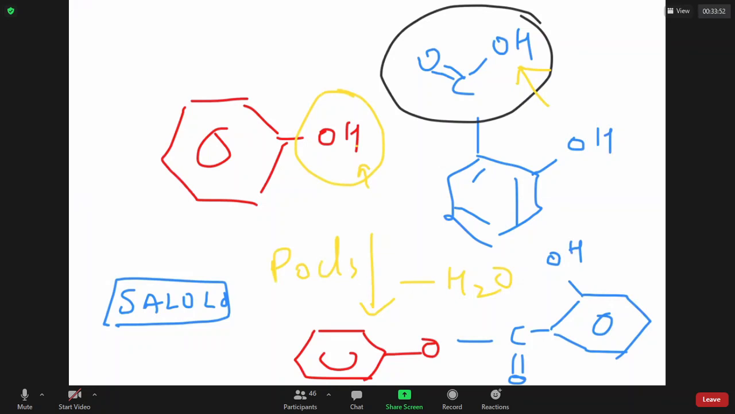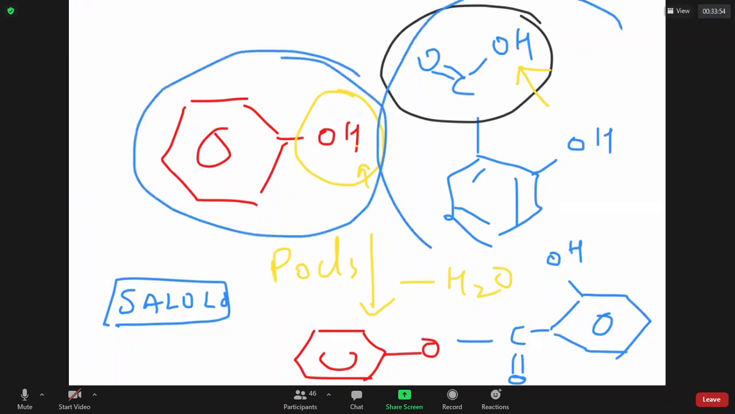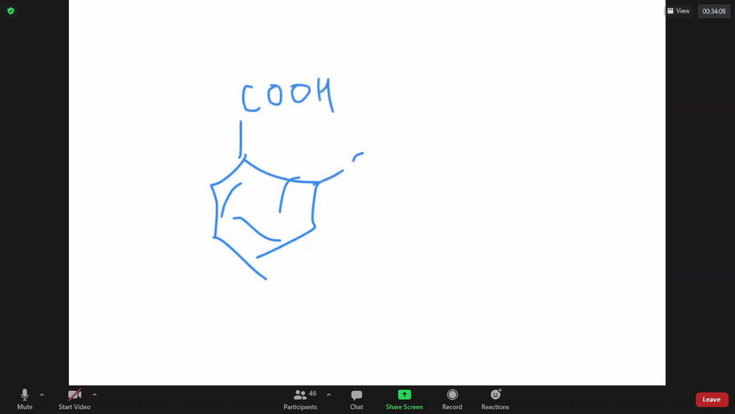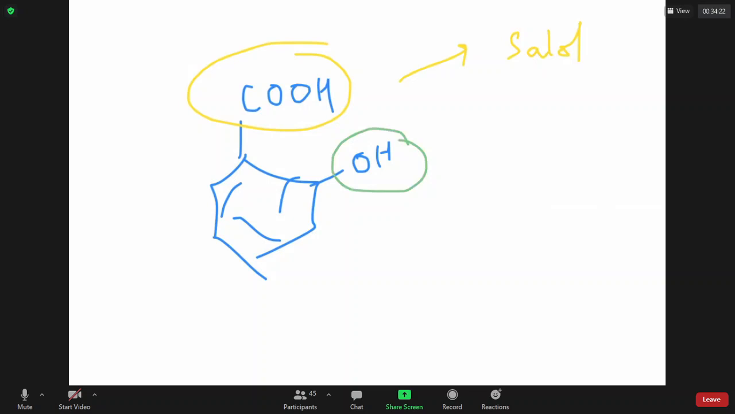Have you noticed phenol is reacting with salicylic acid? Here the COOH group of salicylic acid is esterified. The salicylic acid has a COOH group and an OH group. If you are using the COOH to esterify, you will be getting salol. But notice that you can also esterify the OH group. In order to esterify the OH group, you have to take a carboxylic acid, maybe benzoic acid, or maybe acetic acid, any acid.